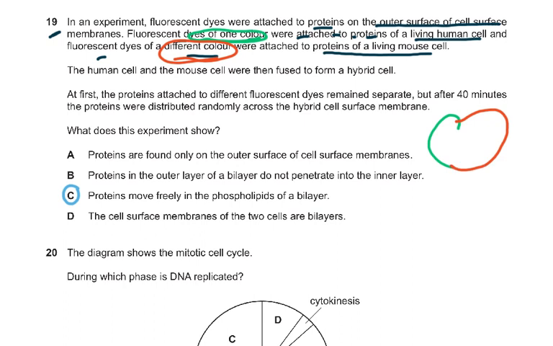At first, the proteins attached to different fluorescent dyes remained separate, but after 40 minutes, the proteins were distributed randomly across the hybrid cell surface membrane. So we had something like this. What does this experiment show? Proteins move freely in the phospholipid bilayer.